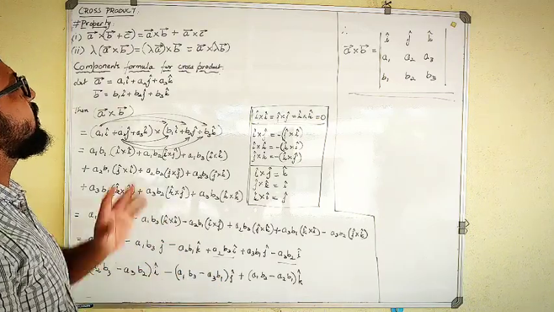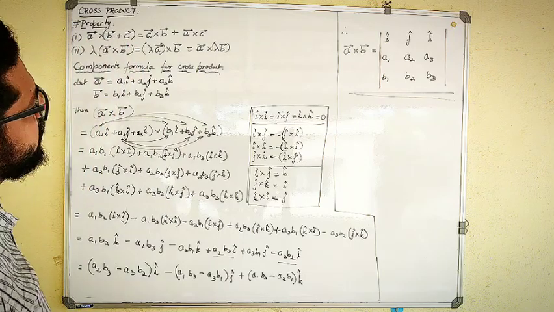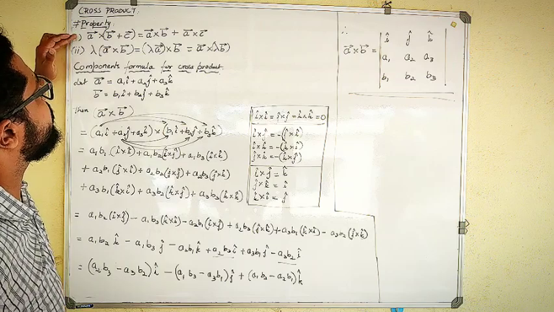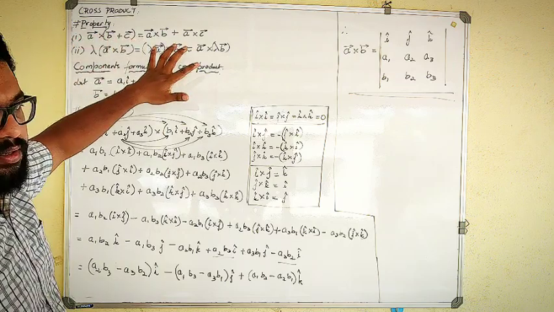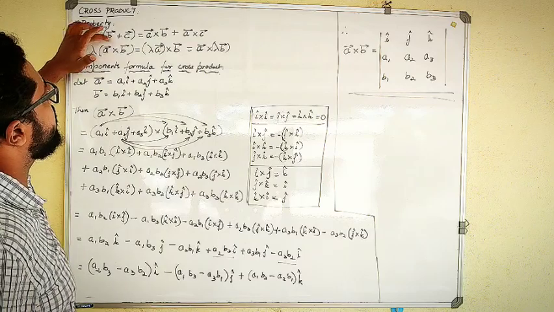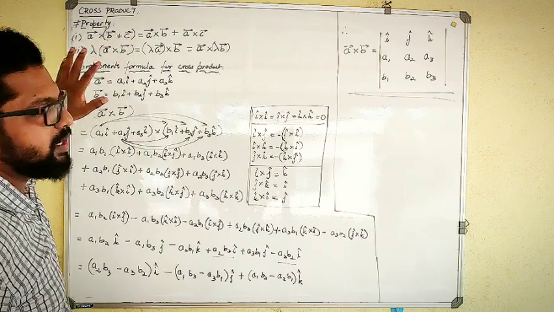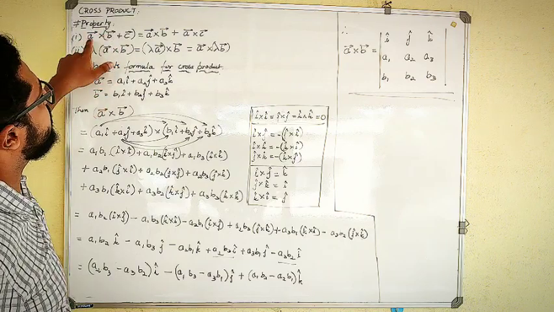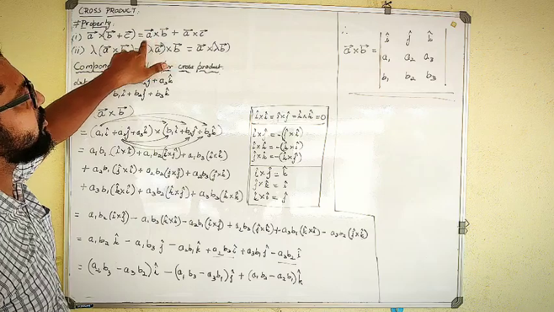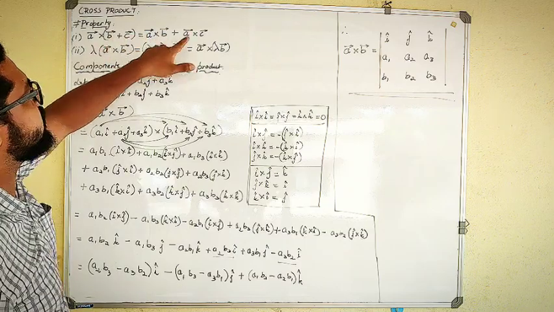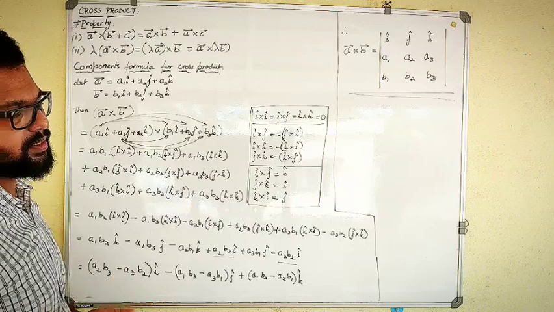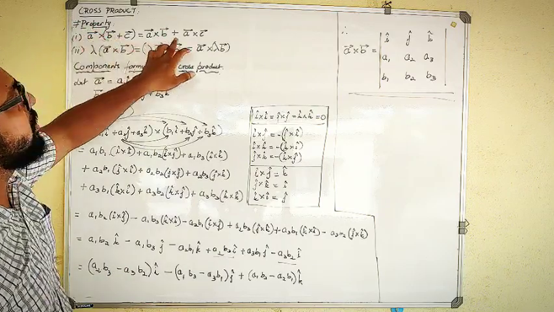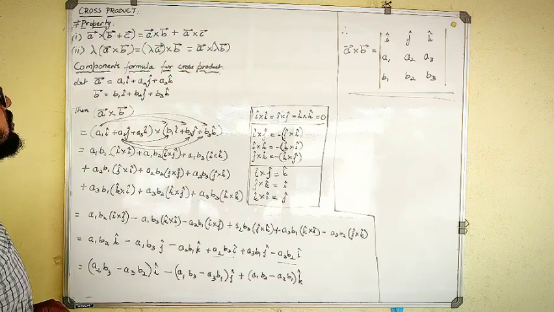So let me see the first property, which is very simple and needs not much explanation. The first one is the distributive property itself. It is A cross (B plus C), that is, A vector cross (B vector plus C vector). I multiply the A vector first with B, that is, A cross B, then plus A cross C. Simple as that. A is distributed over the addition. Nothing much to deal with here.